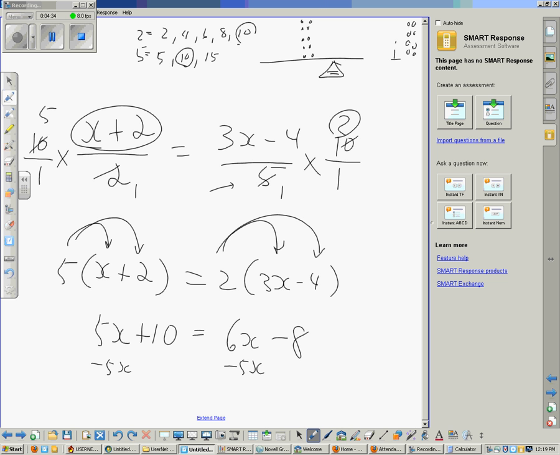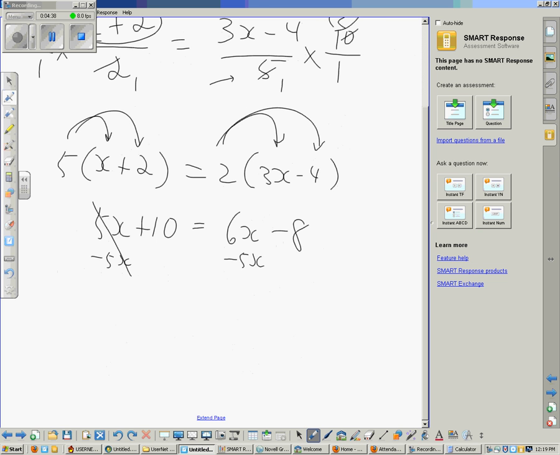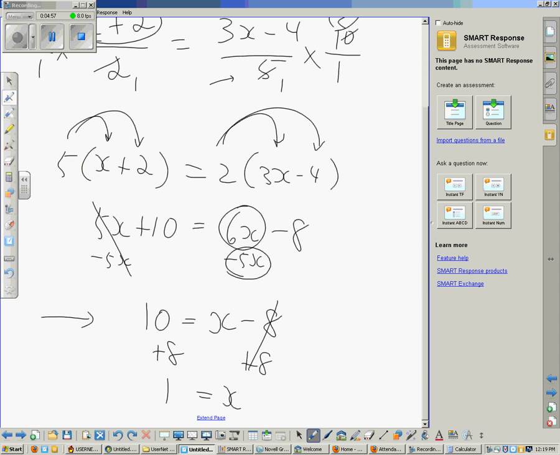Algebraically speaking, subtracting 5 x's here creates that zero pair. It's gone. I'm left with 10 on this side. And over here, I had 6 x's, but I took away 5 x's from that side. I have an x left, minus 8. Now this is a very simple algebraic equation. All I have to do is get rid of the constant by adding 8. And I end up with x equals 18. So that's the solution. Now if I go back and substitute it, you should be able to figure out that that was indeed the solution to the equation.